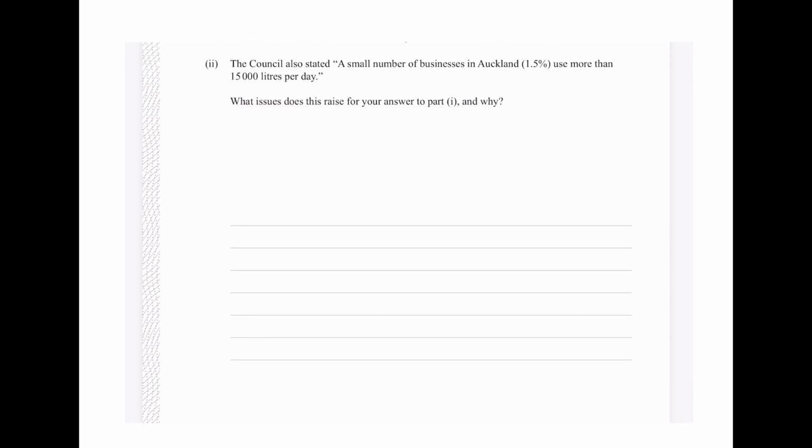The council also stated a small number of businesses in Auckland, 1.5% specifically, use more than 15,000 litres per day. What issues does this raise for your answer to part I, and why?